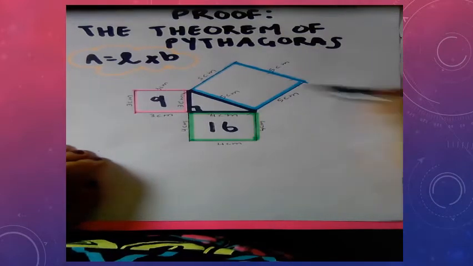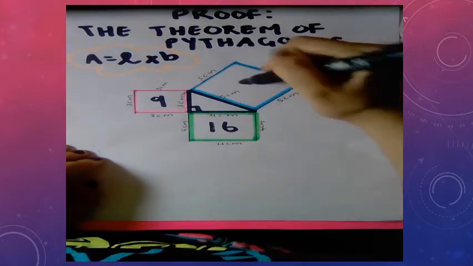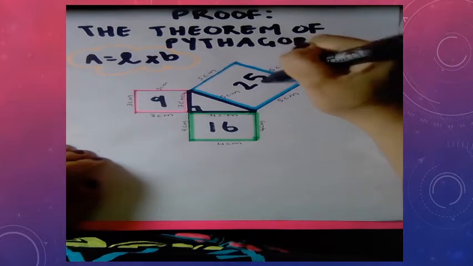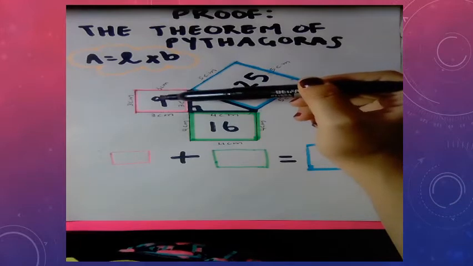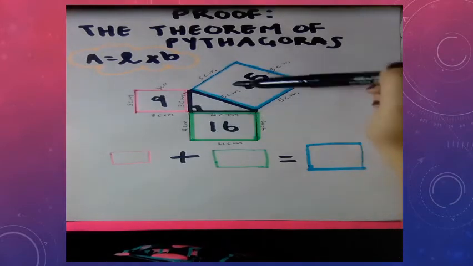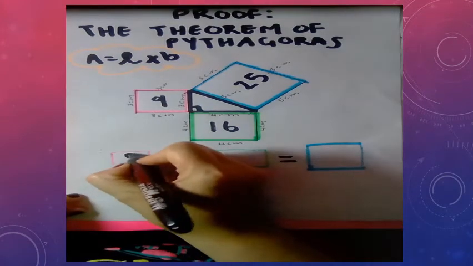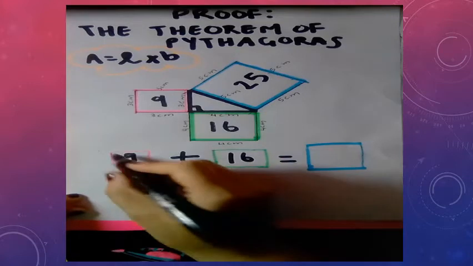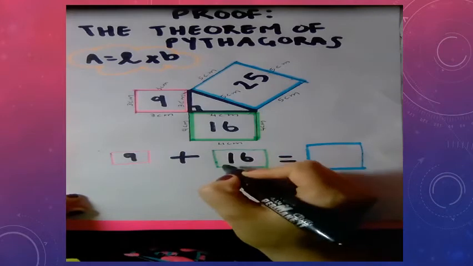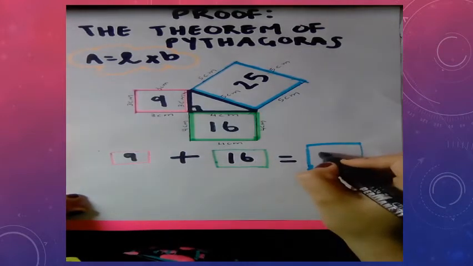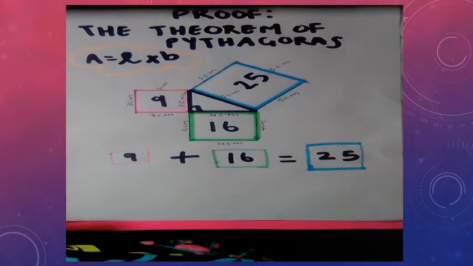Let's look at the area of the bigger square, which is the blue square. We've got 5 multiplied by 5, and that is 25. What can we notice about the relationship between the 9, the 16, and the 25? Can you see that 9 plus 16, so the area of the pink block plus the area of the green block, which is 16, is equal to 25, which is the area of the blue block.